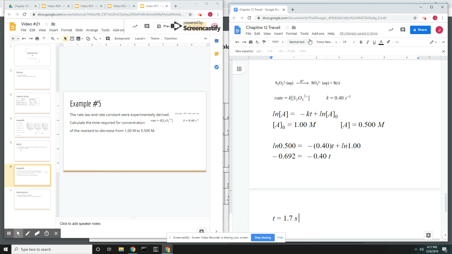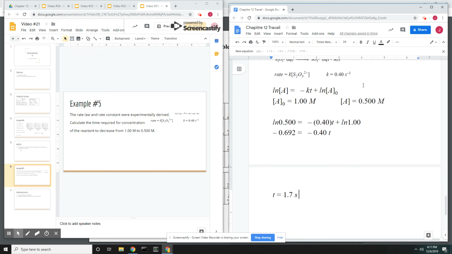There's actually another way that I could have solved this, and I would have gotten the same answer, that I'm planning on showing you in class, but I think that based off of the information in the video, this was the easiest way to solve it.